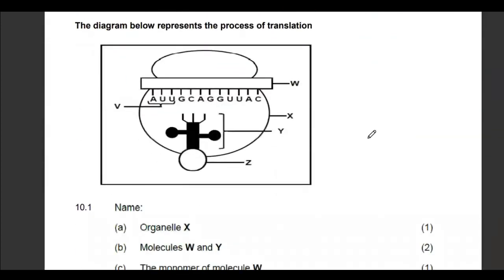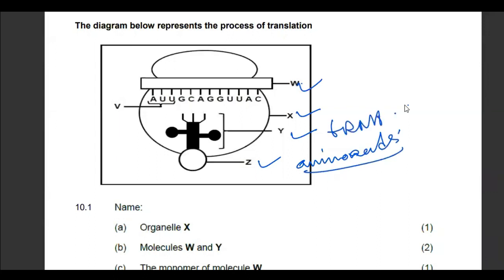And then when you come here, this is translation, because it is occurring on the ribosome. So what is A? A is messenger RNA. B is a ribosome. And what is C? C is the transfer RNA. What is Z? Z is the amino acid, the monomers of the protein. And then this is a transfer RNA. You have seen it. And this is the ribosome, and this is the messenger RNA.